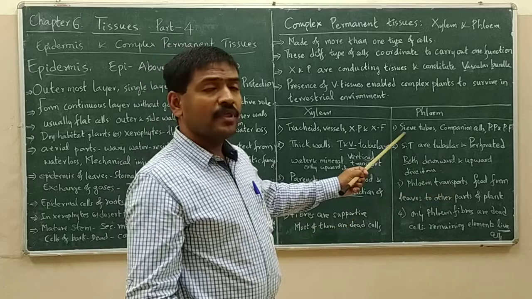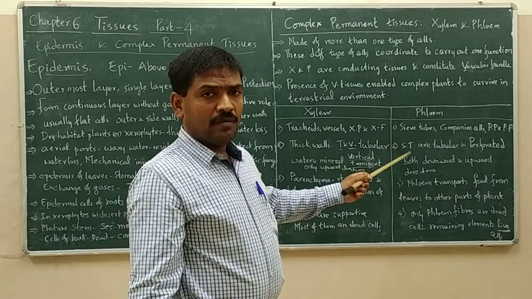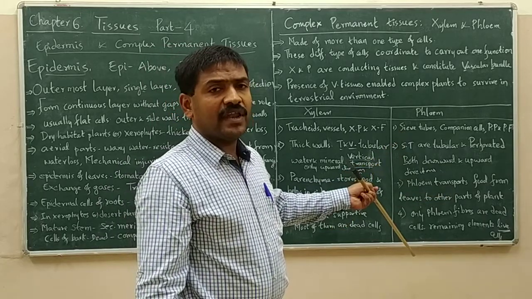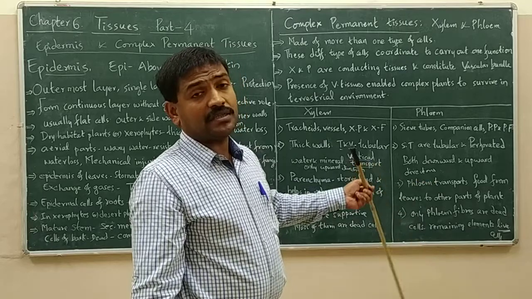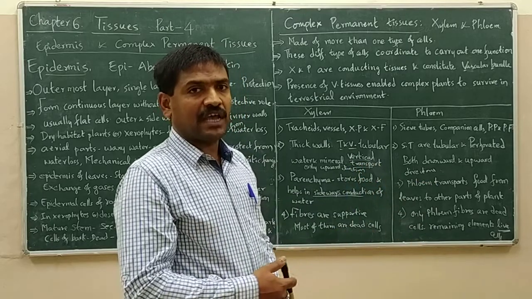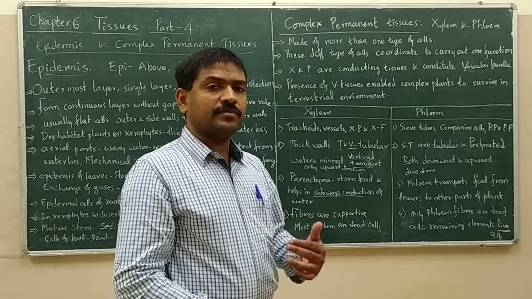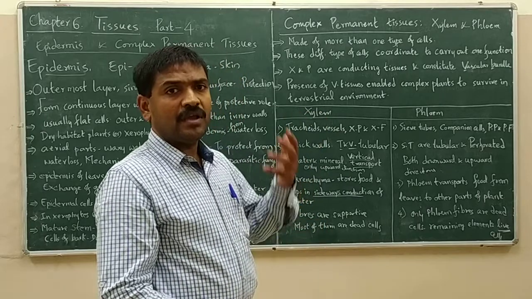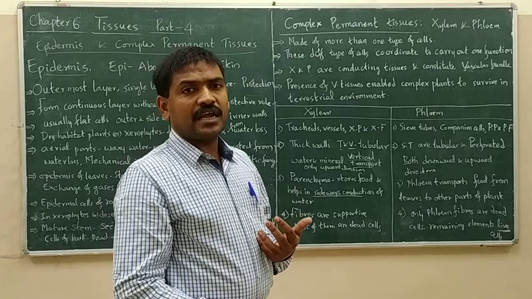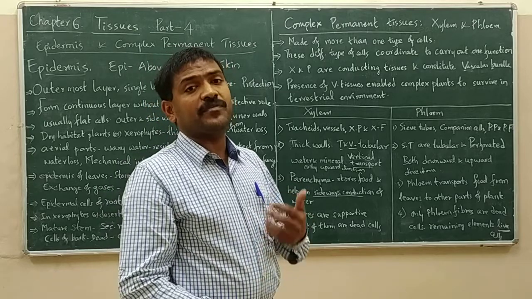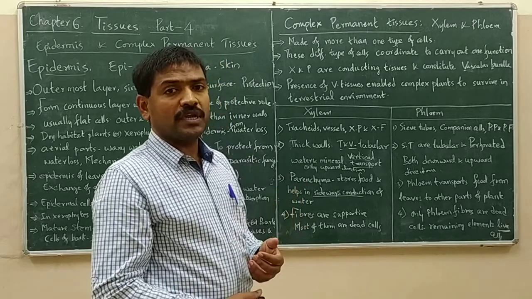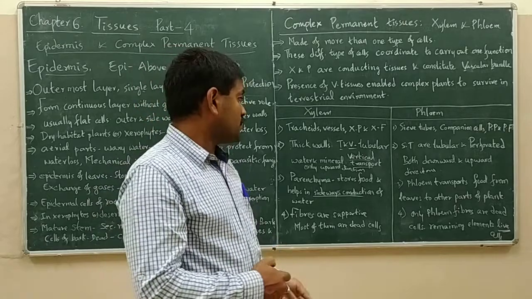In the case of phloem, food is transported both downward and upward, but not at the same time. At certain times it is only downward, at certain other times only upward. Whatever it may be, phloem conducts transport in both directions, so phloem transport is bidirectional.